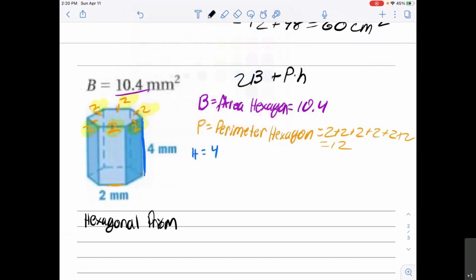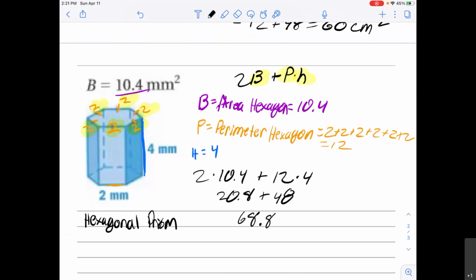So even though this was a weird shape, now I know all 3 parts of this equation. So I can just plug them in. 2 times the base, which is 10.4, plus the perimeter, which is 12, times the height, 4. 2 times 10.4 is 20.8, plus 12 times 4 is 48. Adding those together, I get 68.8.